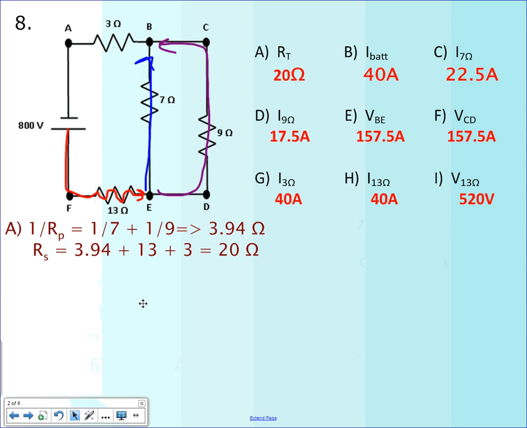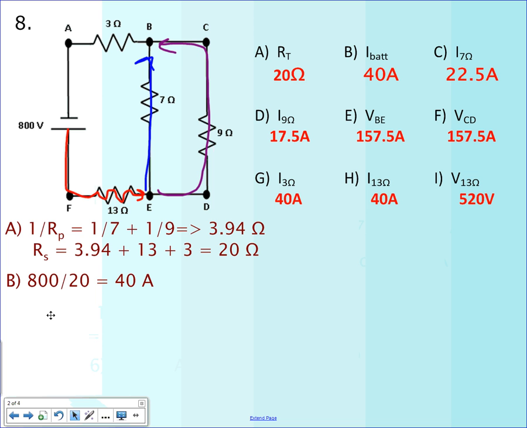Let's see here. So moving on to part B, the current from the battery, of course, that's always going to be the same. Once you find this equivalent resistance for part A, or the total resistance, you're simply going to do the voltage of the battery divided by the total resistance. So 800 divided by 20.